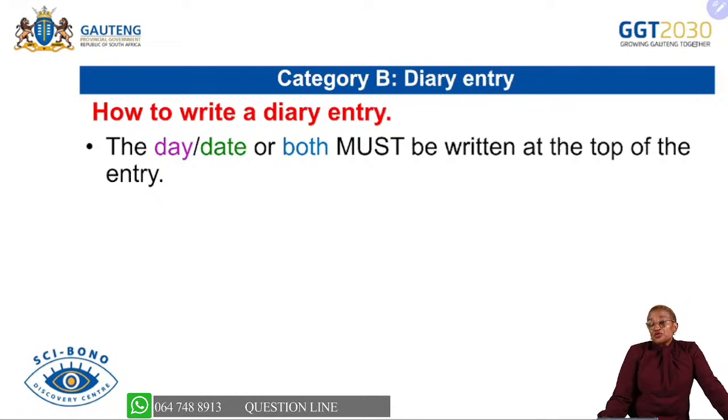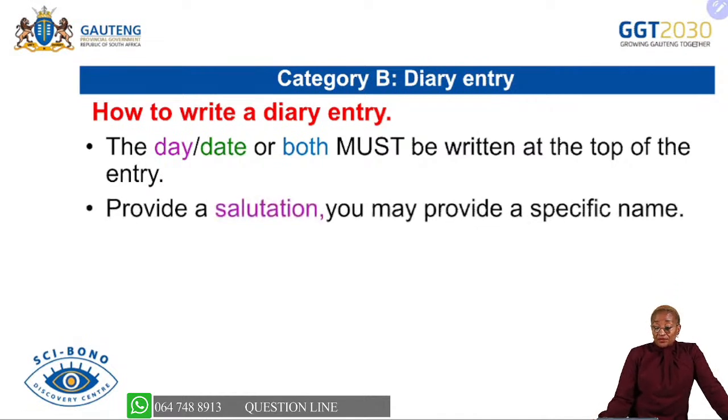But if you were to write both, you would then write Monday and then write the date as well, 6 June 2022. That must be at the top of the entry. It is important because it forms part of the format. If you leave that out, that will affect your format mark, since that would be a format error.